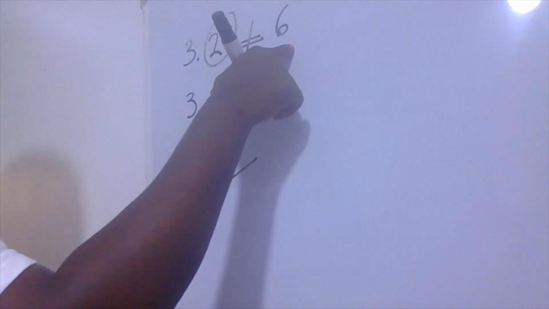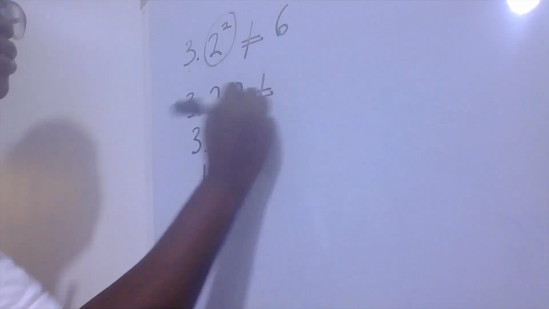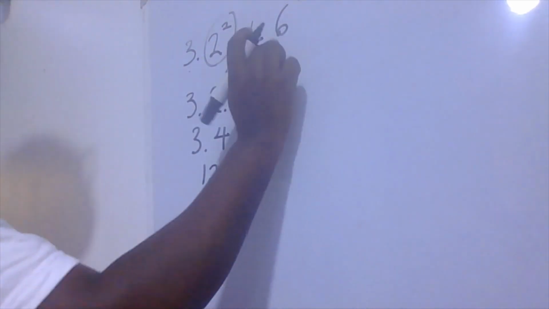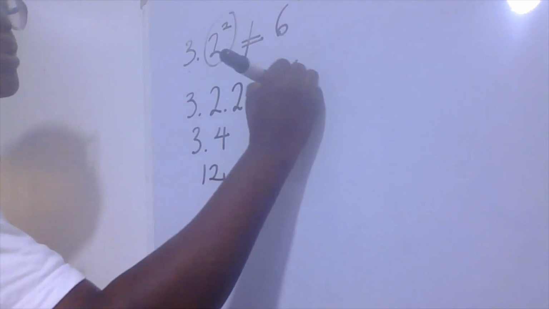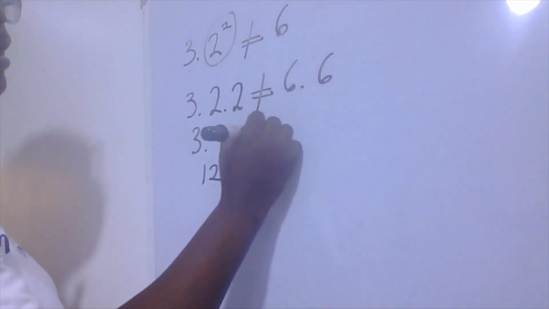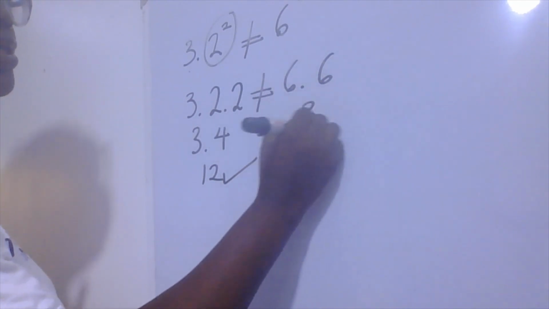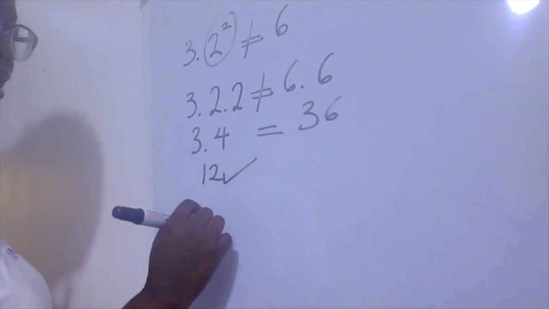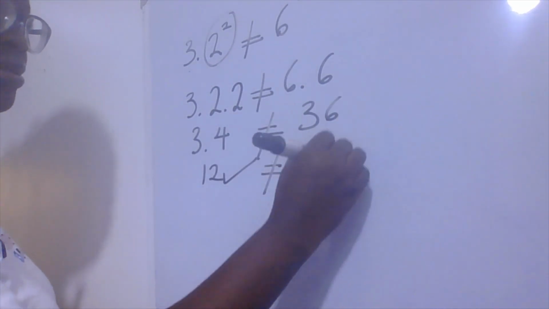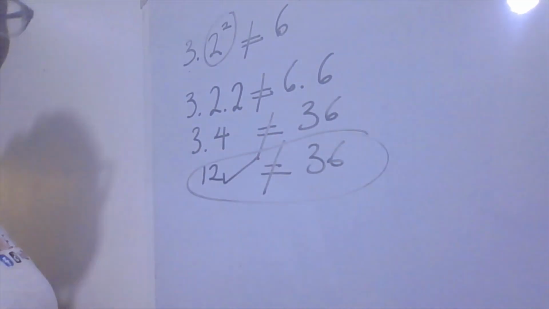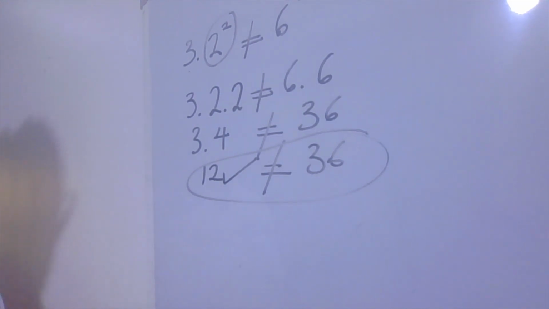Now you will see that this is not equals to this because in actual sense, 6 to the power of 2 means 6 times 6. And that is equals to 36. So you can actually see that 12 is not equals to 36. So this is one of the misconceptions in maths. I hope we get that.